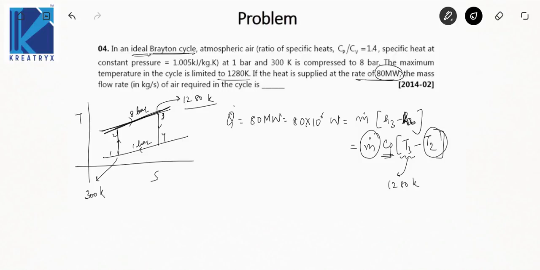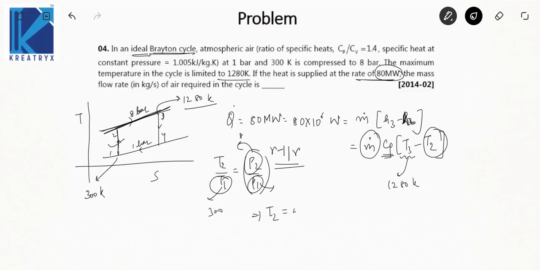Now this is an isentropic process for an ideal Brayton cycle. So T2 by T1 is equal to P2 by P1 raised to the power gamma minus 1 upon gamma. P2 is 8 bar, P1 is 1 bar, T1 you know is 300 Kelvin, gamma is 1.4. Can you find T2? Yes, you can. T2 will be 543.43 Kelvin. So now we have found T2.